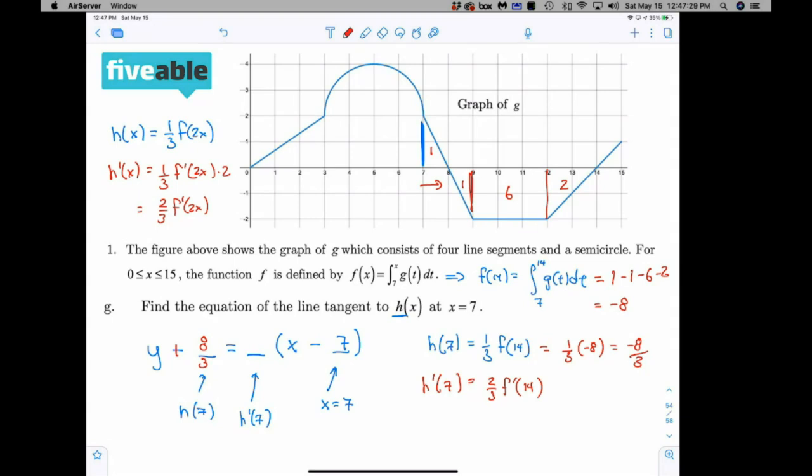Well, when you go to find f prime, remember, this is the graph of g, okay? And g is equal to f prime. So I'm looking for f prime of 14. Read it from the graph. We're talking about this value right here. So f prime of 14 is equal to 0.